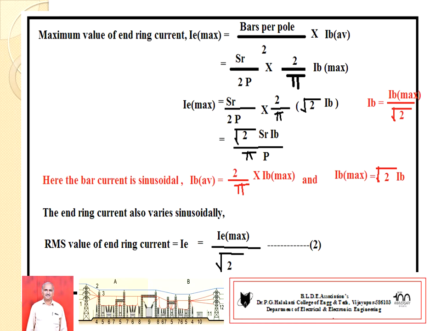Then you replace I_B maximum by the RMS value. So, what is the RMS value? I_B RMS equals I_B maximum by root 2. Hence, you replace I_B maximum by root 2 times the RMS value of bar current, I_B. Finally, I am going to get I_E maximum equal to root 2 times S_R I_B by pi P. So, the end ring current also varies sinusoidally.